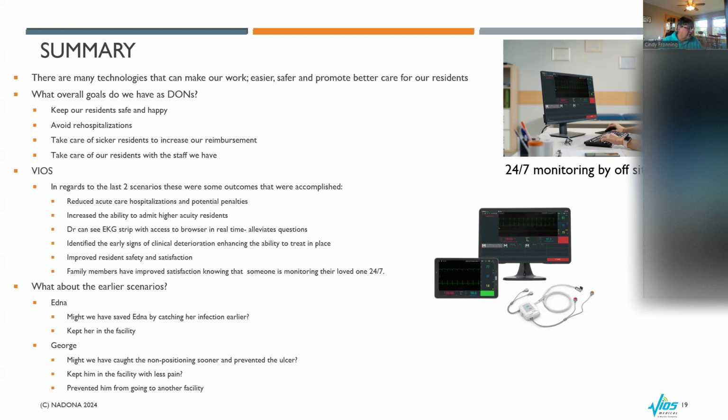So as we look at the earlier scenarios, what could we have done for Edna? I think we could have saved her. I think we would have found those things happening sooner, and we could have perhaps intervened quicker. George, I do believe we could have saved him as a resident by not sending him to the hospital. If we had used that repositioning device, we could have known within a few hours that repositioning wasn't going on, and we could have prevented that pressure ulcer. Plus, we could have prevented him from having so much pain.